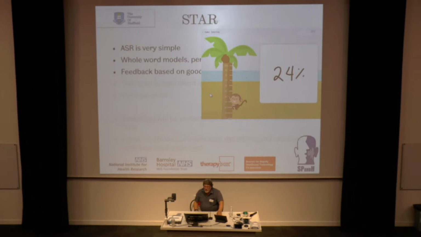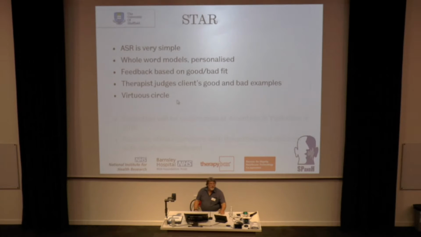This is to illustrate that the feedback can be made fun. When you speak your word, you get your score, 24% in this case, then the monkey climbs up the tree. So you can encourage particularly children to practice, to see things happen. And this is what therapists call the virtuous circle. You have to set tasks which your client is able to succeed in. If they're too hard, then you'll just demotivate them. But as therapy progresses and the pronunciation improves, you can make the tasks harder and you close this virtuous circle. Provided you keep it closed, you can make rapid progress. STAR allows you to do that.